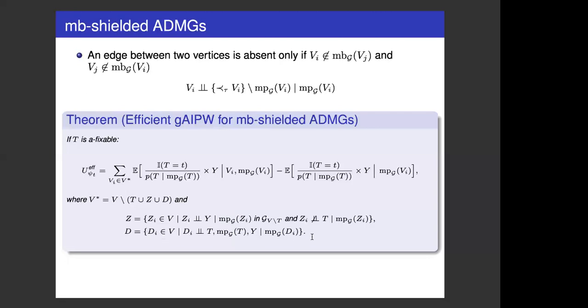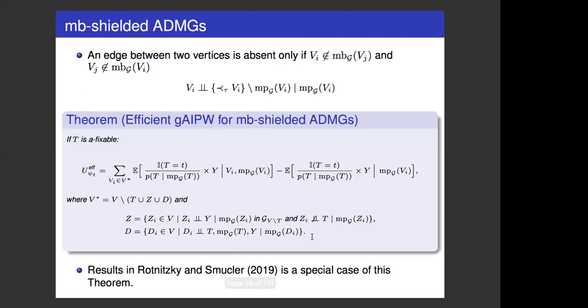So for those who are familiar with Rotnitzky and Smucler's work, this may look familiar, and it shouldn't be surprising, because DAGs are special cases of ADMGs, and the treatment is adjustment fixable in DAGs. So this is going to be the efficient influence function in DAGs. And with that, I'll hand it to Rohit.